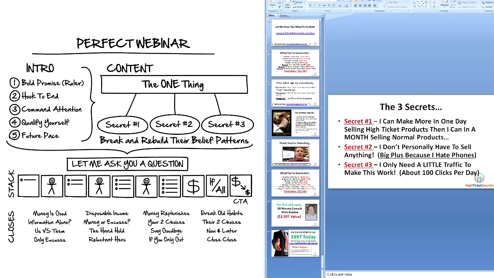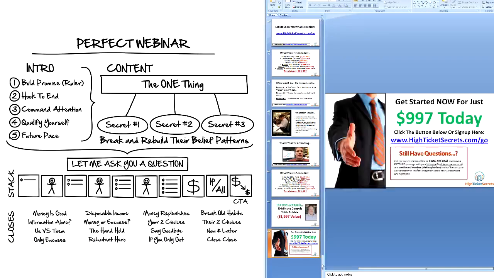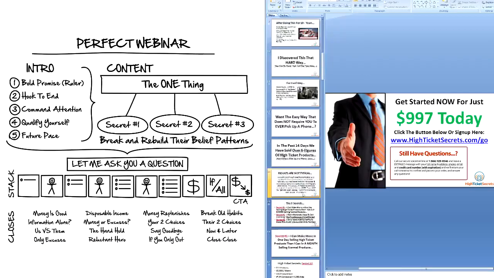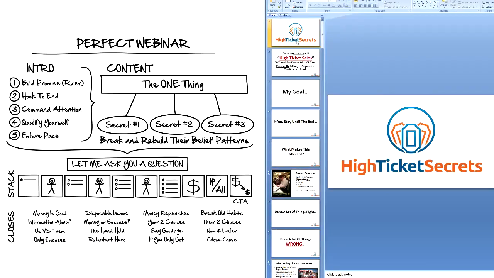And for those of you who are working on webinars, now you've got a really good framework and a tool to work through, and hopefully you've seen how I've done it. If you want to see this webinar live and see me doing it actually live, just go to highticketsecrets.com, the webinar is still live on the homepage right now, I believe. You can go watch that this weekend and see me pitch this product, and I guarantee you guys will want to buy it by the end.